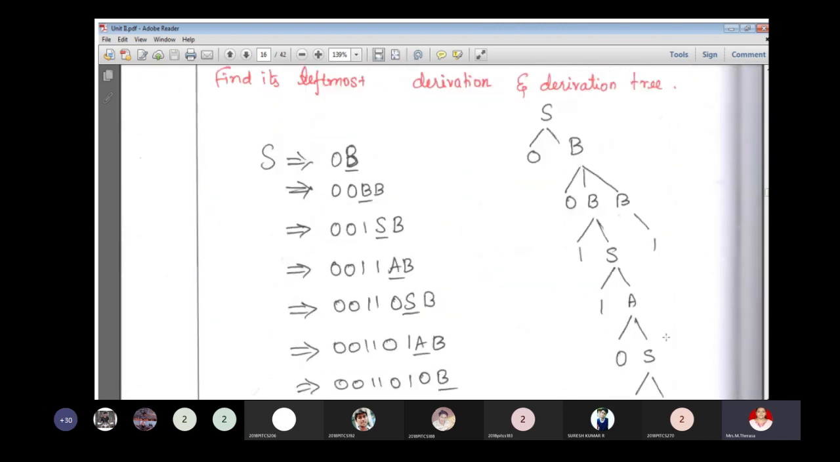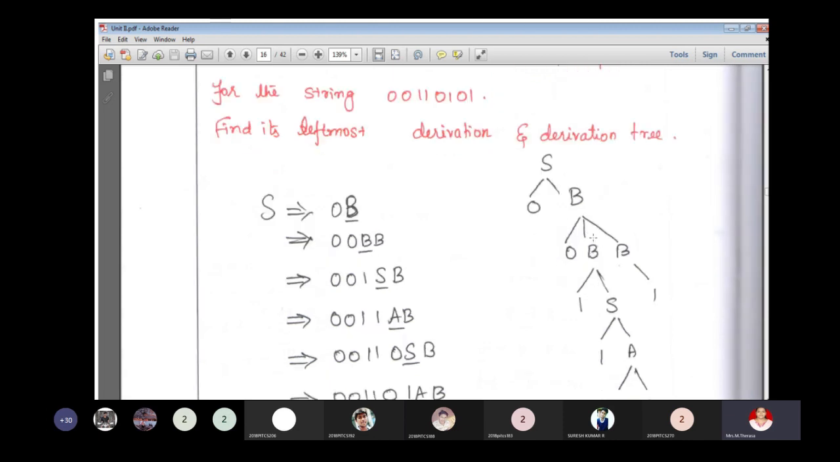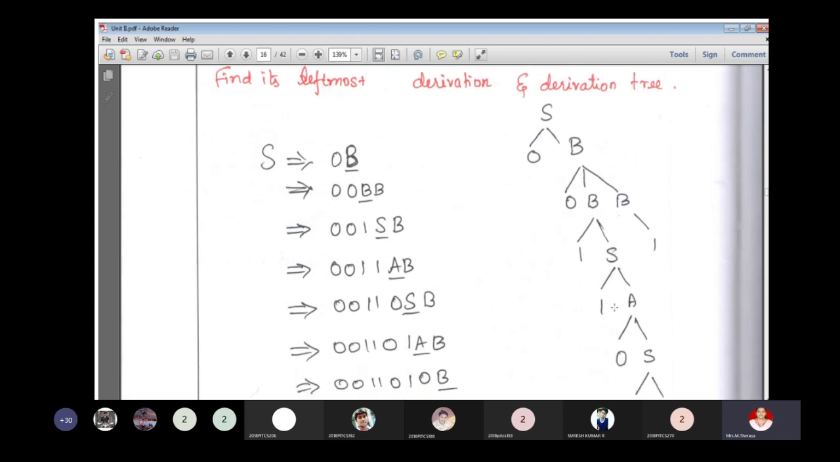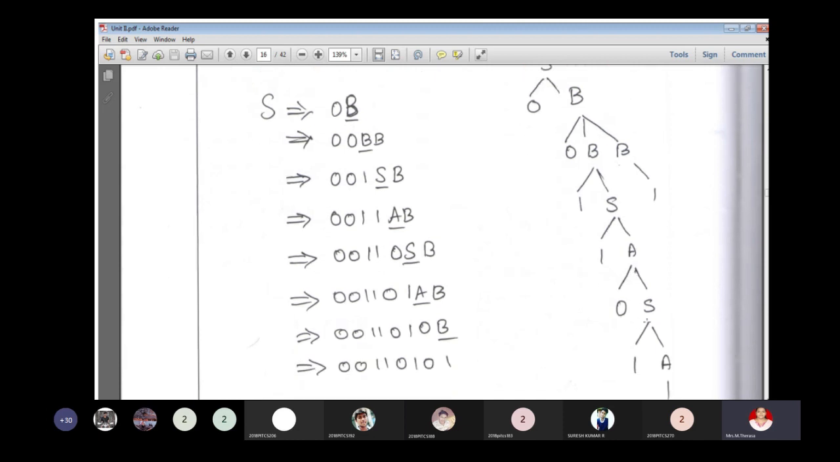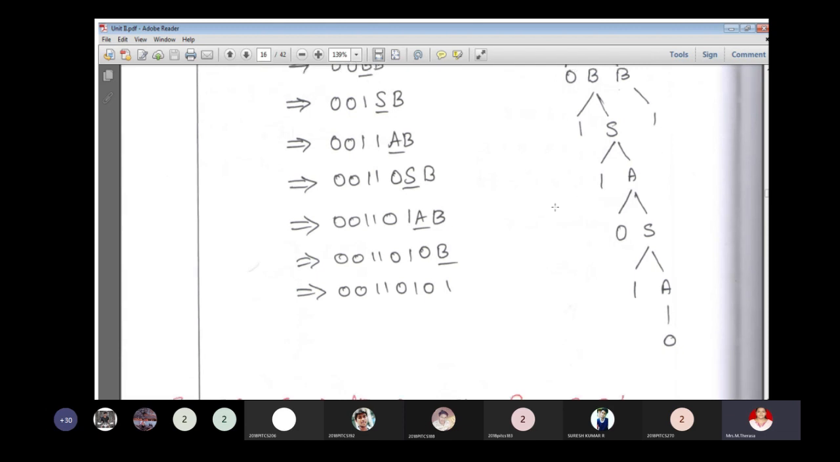Okay, the corresponding derivation key is here. So S is replaced with 0B. This B is replaced with 0BB. And the leftmost B is replaced with 1S. And this S becomes the leftmost and it can be replaced with 1A. And this A can be replaced with 0S. And S can be replaced with 1A. And A can be replaced with 0. Clear? At last, we can replace this B as 1.